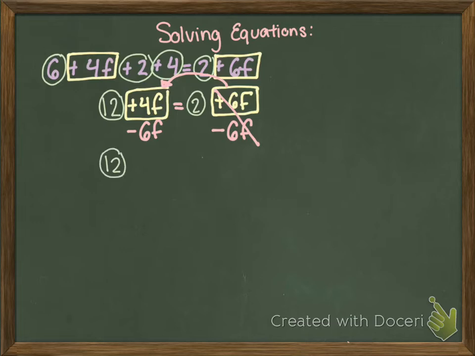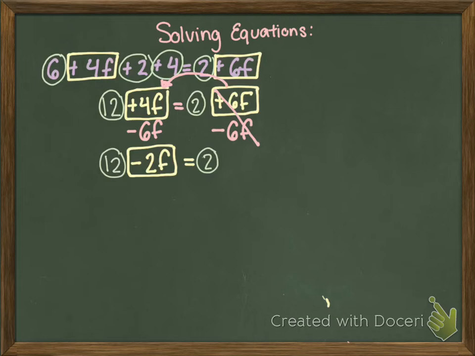Now we need to do plus 4f minus 6f. So 4 minus 6 becomes a negative 2f. Okay? That negative means that you're subtracting in terms of the equation. Now, equal sign, and then we have 2 still on the other side because we did not touch that.